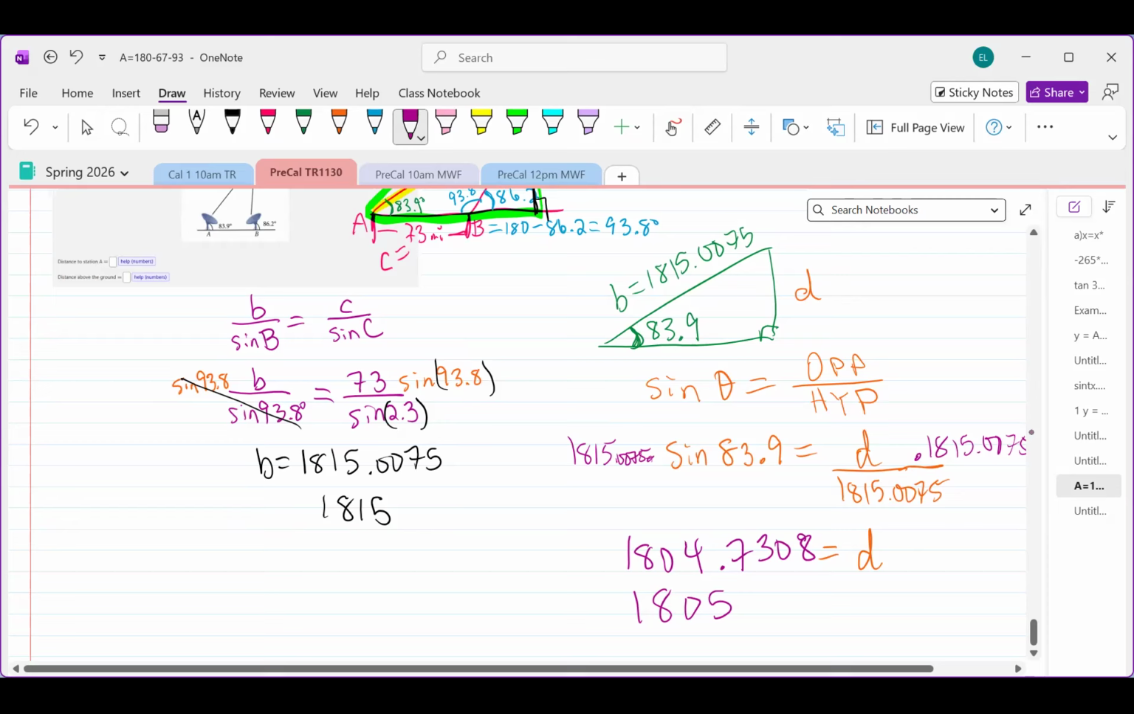Now, if you use 1815 instead of 1815 point whatever, your answer might be off by like 1 mile. So if it doesn't take your rounded answer, try unrounding the answer and type that in and see if it takes that instead, because the error margin here doesn't account for the ones place very well.